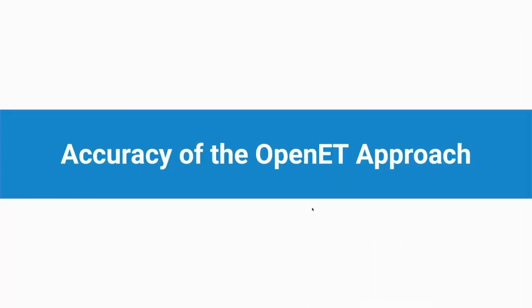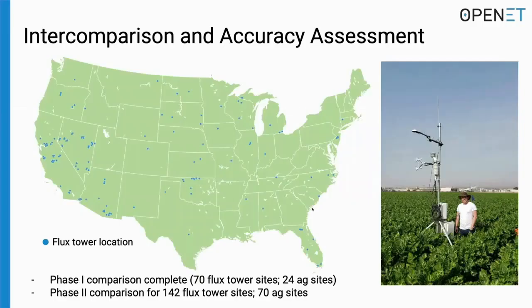So next, I'd like to say a little bit about the work that's been done by OpenET to characterize the accuracy of data from OpenET. OpenET has conducted the largest intercomparison and accuracy assessment to date for field-scale satellite-based ET data. We did this using a two-phase accuracy assessment approach. In phase one, we used information from 70 flux tower sites. This included 24 agricultural sites.